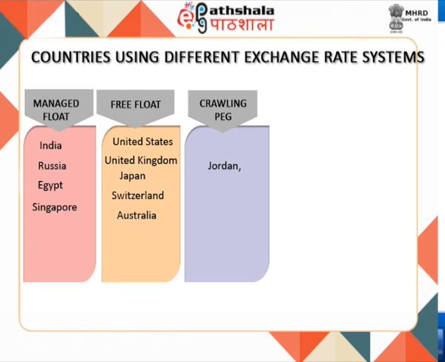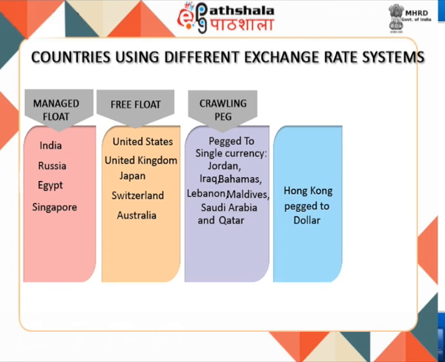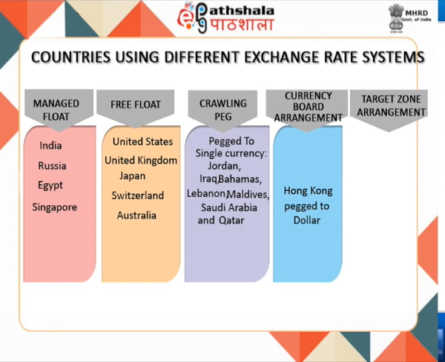Countries like Jordan, Bahamas, Iraq, Lebanon, Maldives, Saudi Arabia, and Qatar have pegged their currencies to a single currency, whereas countries like Fiji, Libya, and Morocco have pegged their currencies to a basket of currencies. Countries like Hong Kong and Estonia have adopted currency board arrangement. And the example for target zone arrangement is European monetary system.